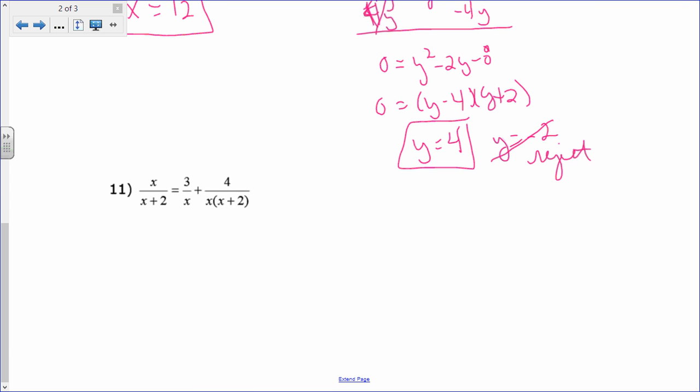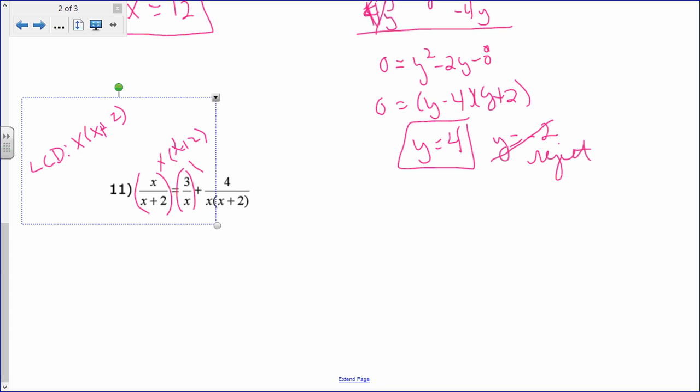All right, last equation. My LCD is x times x plus 2. Here, I need to multiply by x times x plus 2. Here, I need to multiply by x times x plus 2. Here, I need to multiply by x times x plus 2.